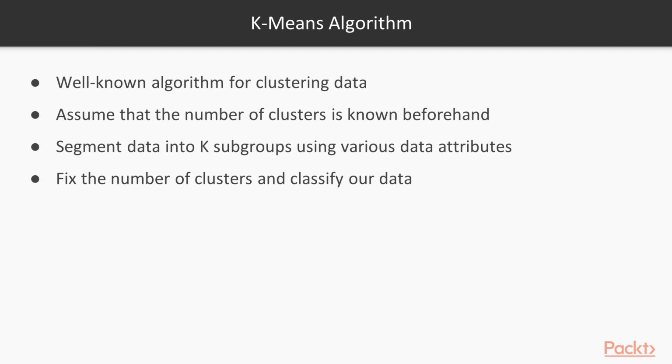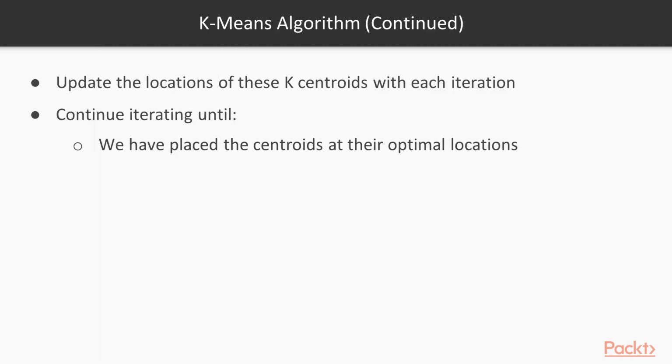In order to use this algorithm, we need to assume that the number of clusters is known beforehand. We then segment data into k subgroups using various data attributes. We start by fixing the number of clusters and classify our data based on that. The central idea here is that we need to update the locations of these k centroids with each iteration. We continue iterating until we have placed the centroids at their optimal locations.